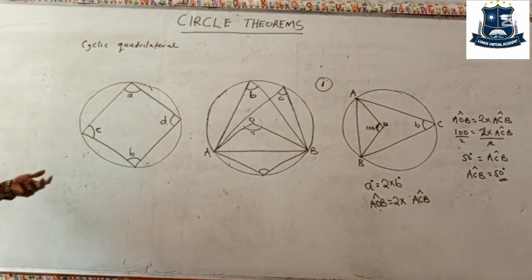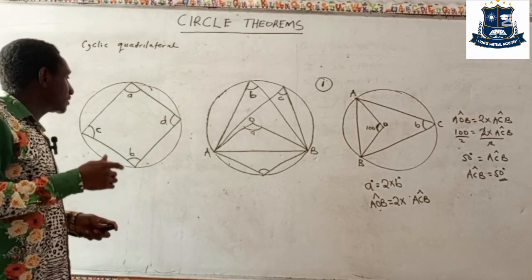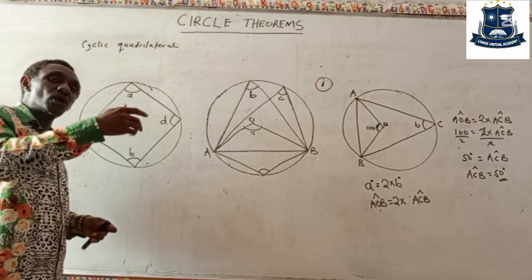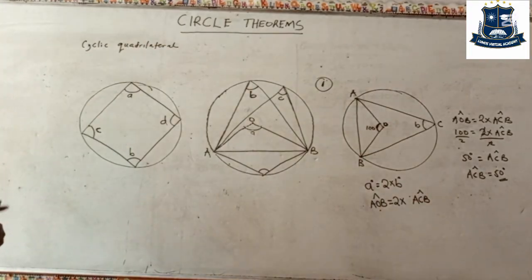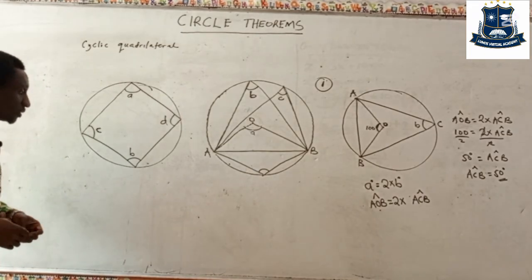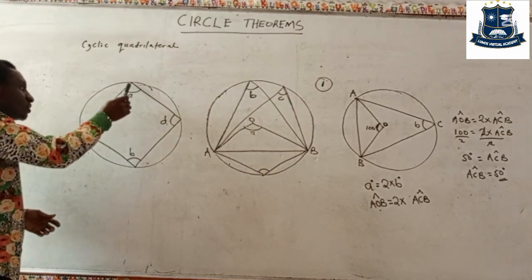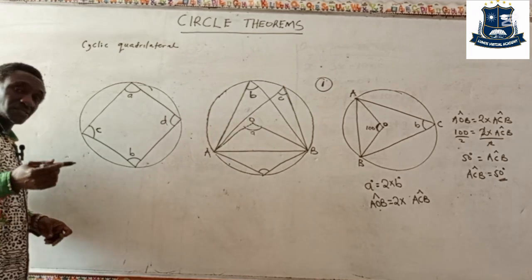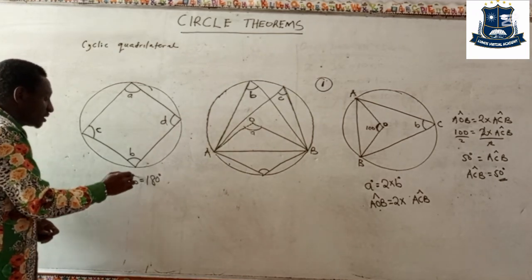Now we have another theorem in circle geometry that tells us that opposite angles of a cyclic quadrilateral sum up to 180 degrees. Opposite angles of a cyclic quadrilateral add up to 180. That means opposite angles of a cyclic quadrilateral are supplementary. So A and B, because they are opposites, will add up to give you 180 degrees. So A plus B is equal to 180 degrees.